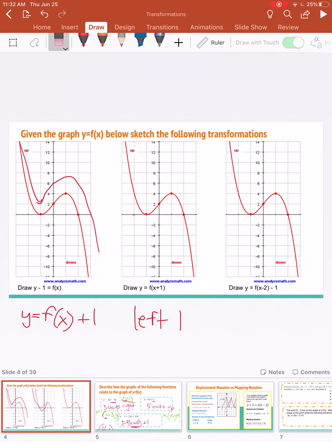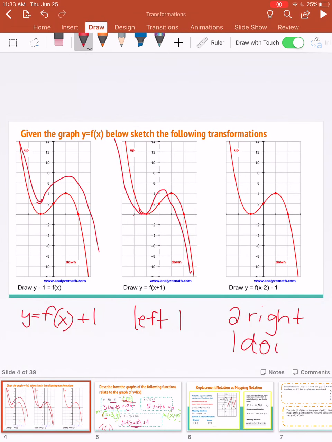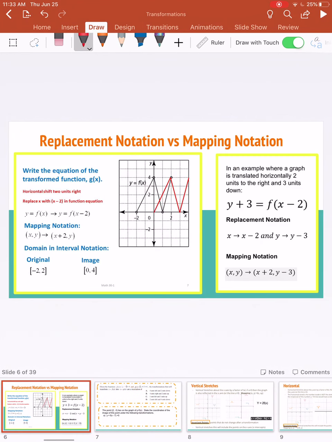Oh, I didn't do a very good job drawing this. Let's try that again. Left 1. Yay! And then last one, we're moving 2 right and 1 down. So then each of your points you would move 2 right and 1 down. Okay, you get the gist there.